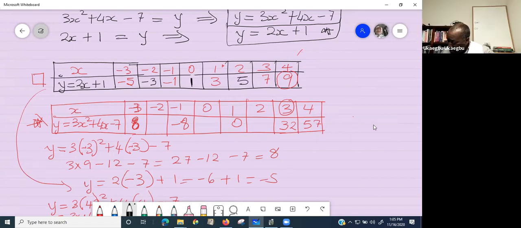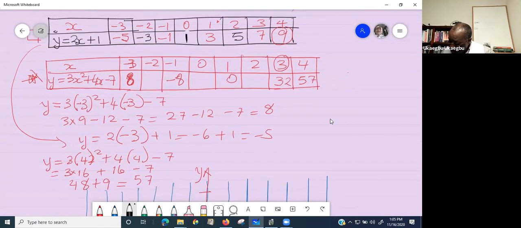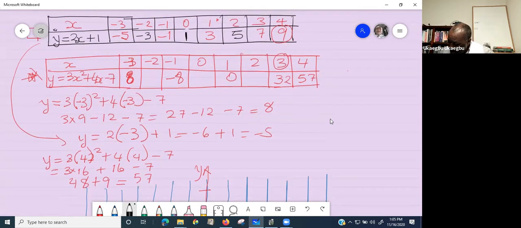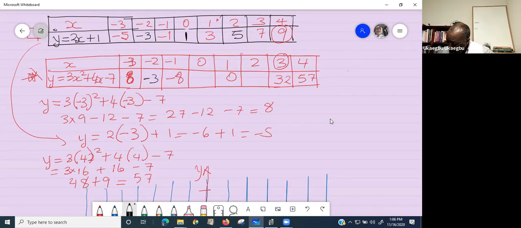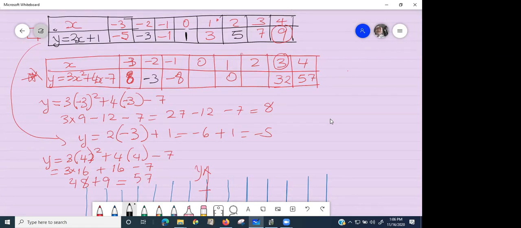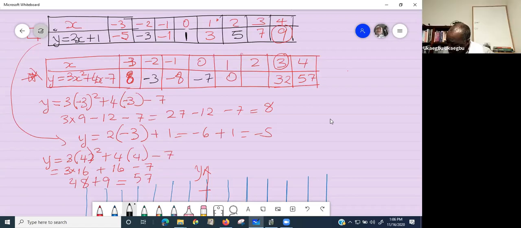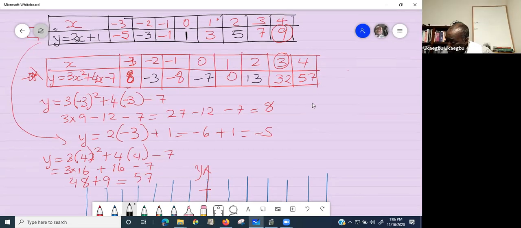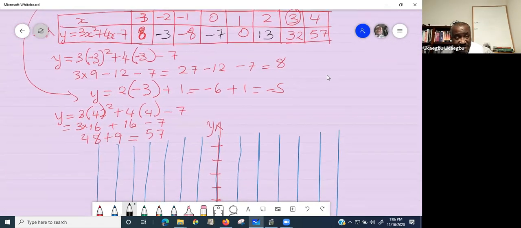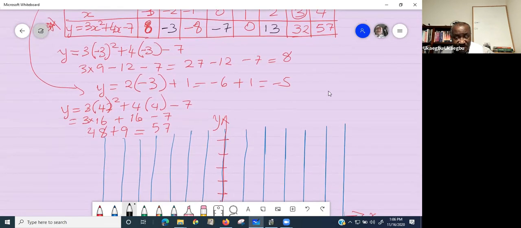So now let's do the second one. What is the value of y when x is negative 2? Negative 3. How about when x is 0? It's negative 7. How about when x is 2? It's 13. Okay, so here's what I'm going to do. I'm going to help you plot the second one, and then I'll give you time to plot the first one.